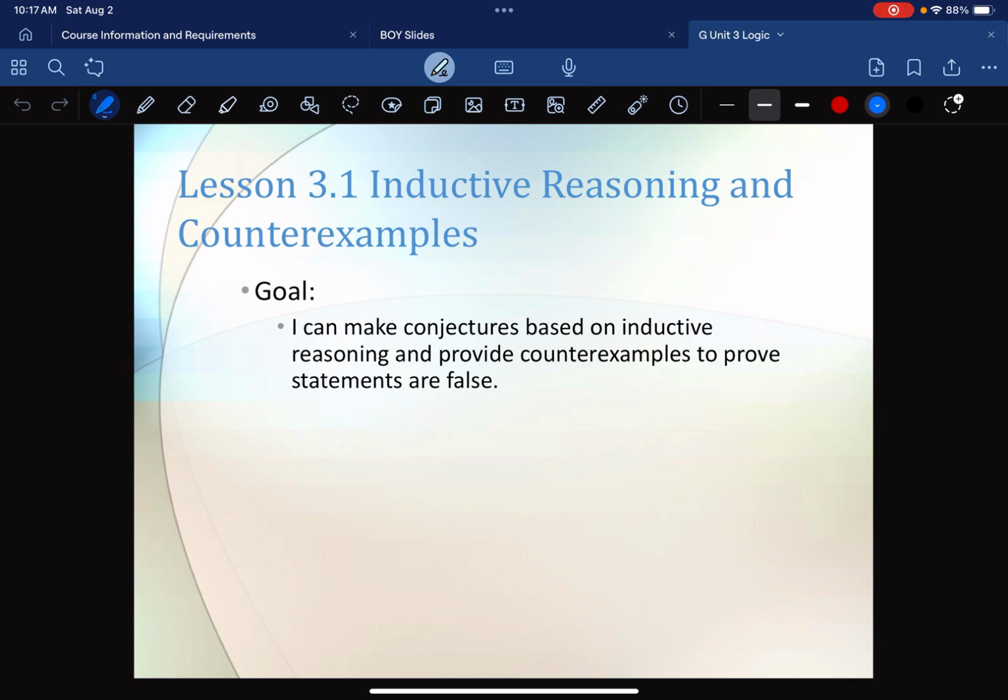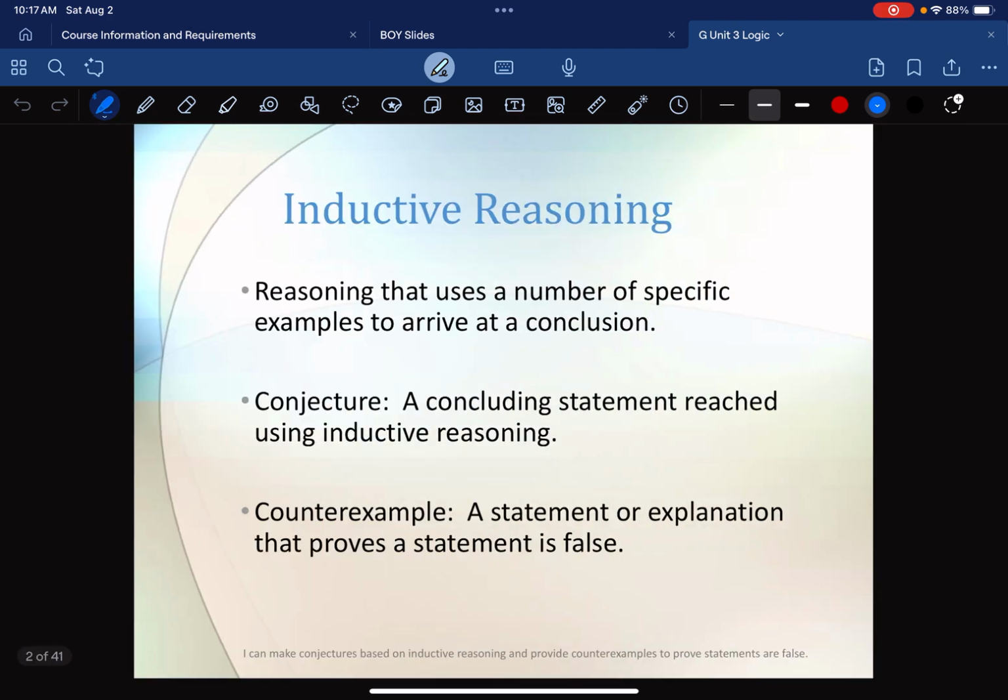So today we're just going to look at conjectures based on inductive reasoning and then provide counterexamples to prove that statements are false. So inductive reasoning just uses a number of specific examples to arrive at a conclusion. So you just share multiple examples of why it's true to eventually say, all right, we've seemed to have exhausted all of our examples and they're all true, and so the idea must be true. So a conjecture is just a concluding statement that you reach by using inductive reasoning.